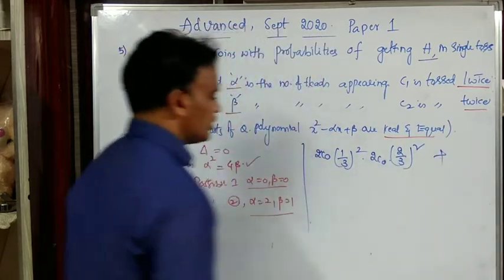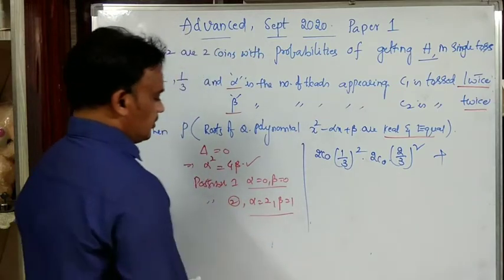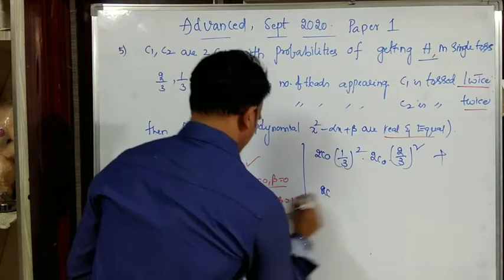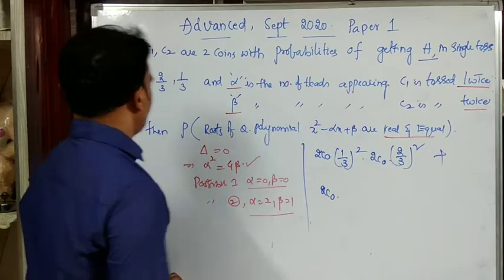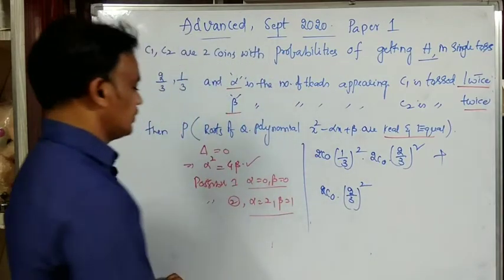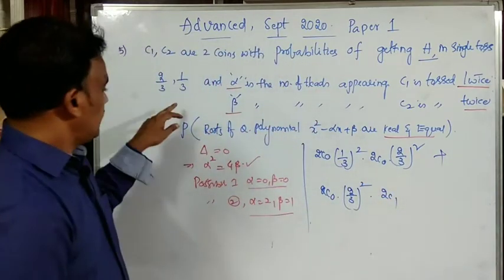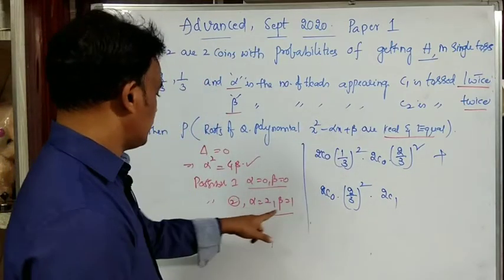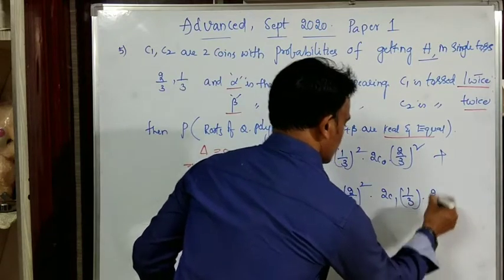Plus, coming to the second possibility: alpha 2 times and beta 1 time. From 2C2, alpha 2 times we get head, which is 2 by 3 whole squared. And from the second coin, one time head and the second time tail, 2C1 times 1 by 3, and times 2 by 3.